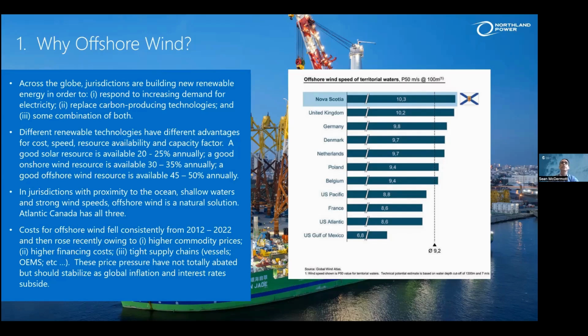The capacity factor, for those of you who don't know the term, is the percentage of time in a year that the renewable energy technology is available. So a good solar resource is generally available 20 to 25% of a year. We'd say the capacity factor is 20 to 25%. Good onshore wind is typically 30 to 35%. And good offshore wind can be 45 to 50%. In some instances, we've seen it a little bit above that.